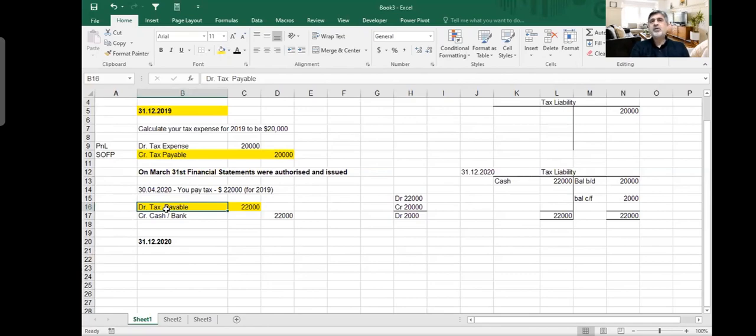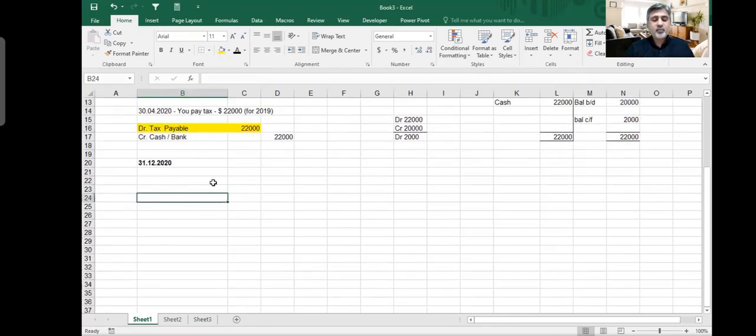Okay. Now, my second question: under provisioning of tax from last year, what does it do? Increase the tax expense in the current year or decrease the tax expense? What does it do? Tax expense. Increase the tax expense.